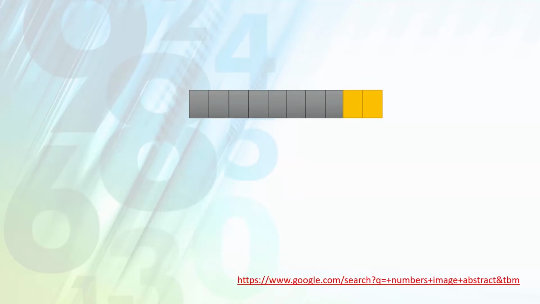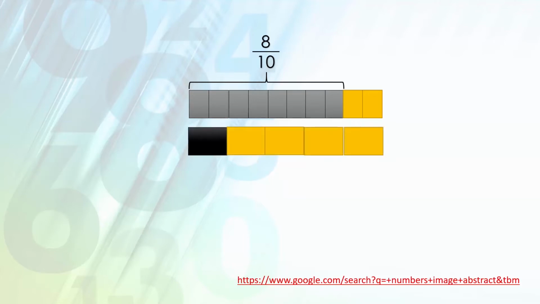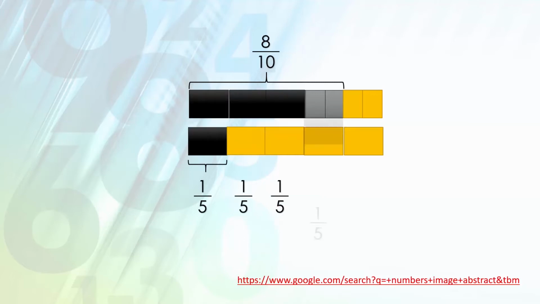In this problem, we are trying to find out how many 1/5 are there in 8/10 meter of wood. Let's use diagrams to solve it. Based on the model, we can say that 1/5 fits into 8/10 4 times. Therefore, we can write the division equation as 8 over 10 divided by 1 over 5 is 4. Hence, there are 4 pieces of 1/5 meter of wood.